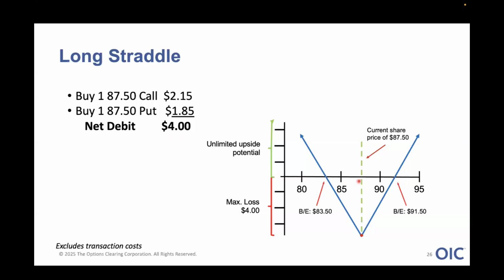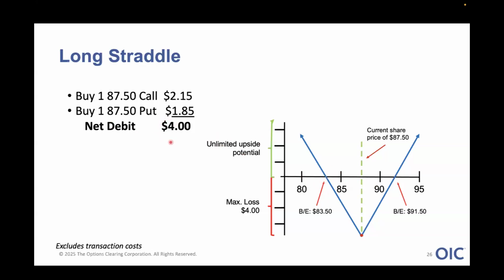So we would need the stock by expiration to trade either above 91 and a half or below 83 and a half for us to make money. We get that by taking the debit that we paid and adding it to 87 and a half, which gets us to 91 and a half on the upside. And we subtract it from 87 and a half to get to 83 and a half on the downside. So if the stock finishes at expiration right here at 86, we're going to lose money on this position. Anywhere between these breakevens at expiration, we're going to lose money.